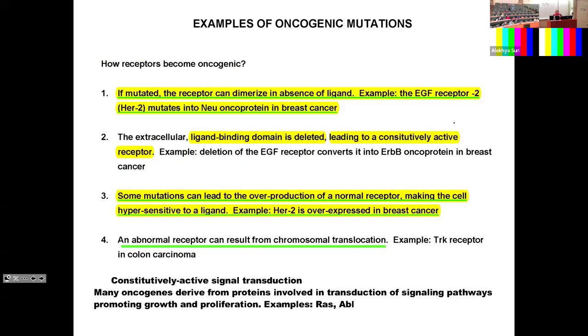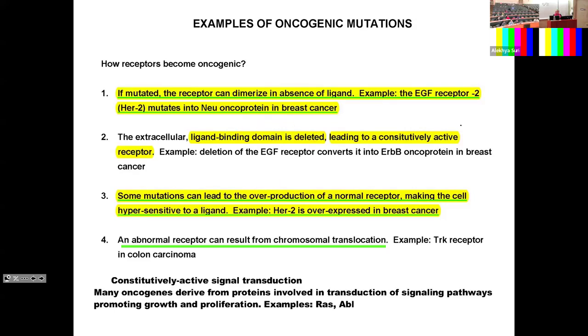When it happens in the receptor, the receptor becomes oncogenic. What are the different characteristics? One is that when mutated, the receptor can dimerize in the absence of the ligand. For example, EGF is one of the basic ones, and a lot of cancers have EGF receptor mutations. EGF is epidermal growth factor. The epidermal growth factor receptor is mutated, and that mutated protein is called the neu oncoprotein. This is characteristic in breast cancer.